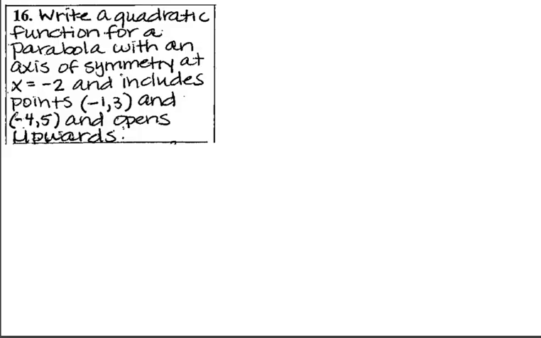It says write a quadratic function for a parabola with an axis of symmetry at x equals -2 and includes points -1, 3 and -4, 5 and opens upward. We're going to go ahead and assume they want it in vertex form since I think the answer choices are in vertex form. So I'm not going to use the answer choices because we're practicing for those short answers too on the test. But let's draw a picture first so we can see what's going on. It kind of helps us give a visual here.